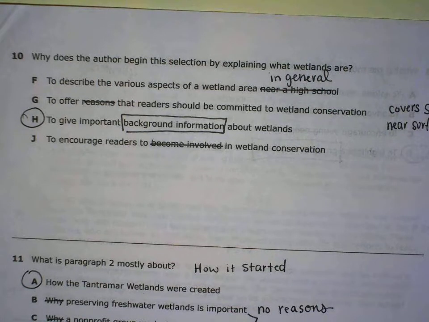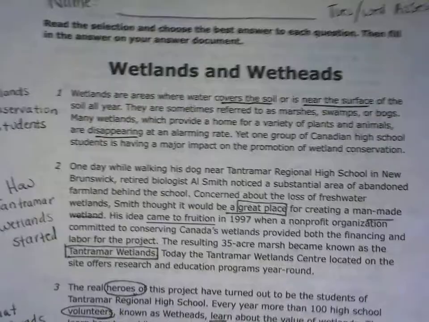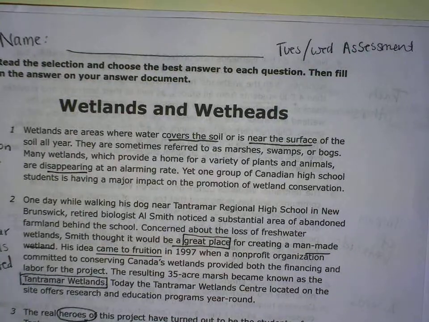Okay, so if I go back to paragraph 1, I know that's where he's describing wetlands, and so the information that I get is that wetlands are when water covers the soil or is near the surface of the soil all year. So I have to figure out why that's there.